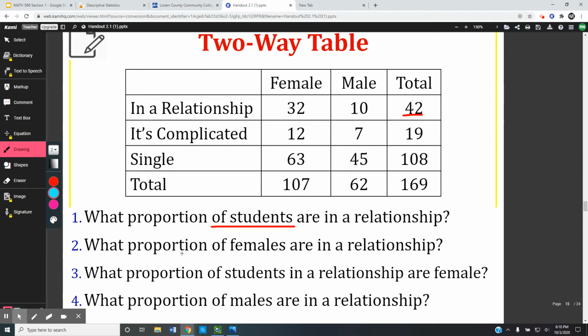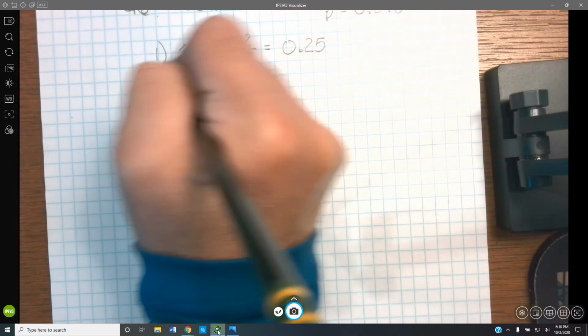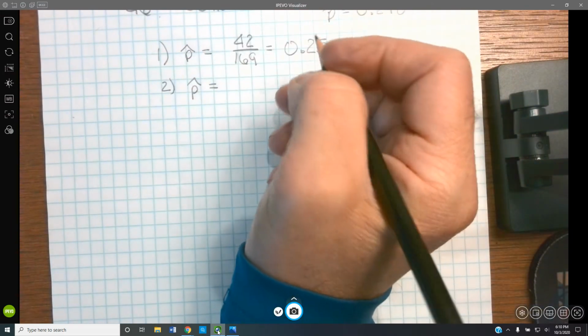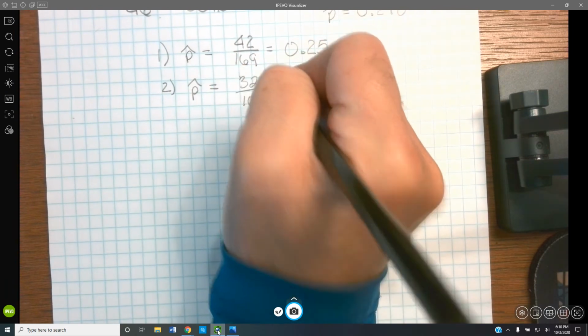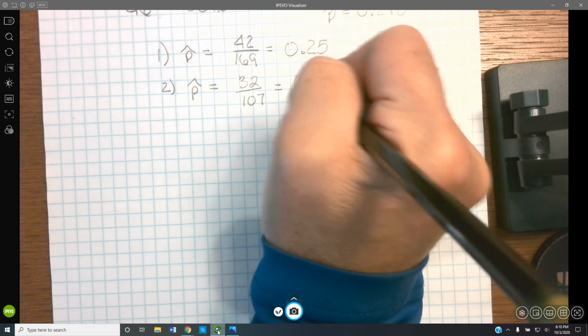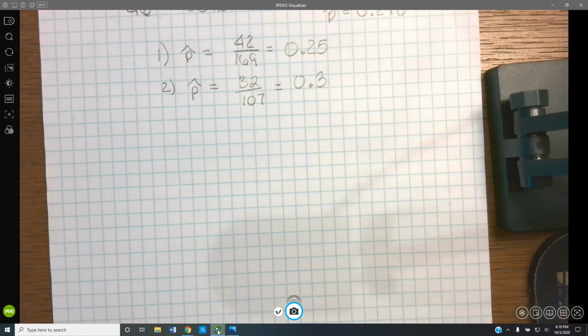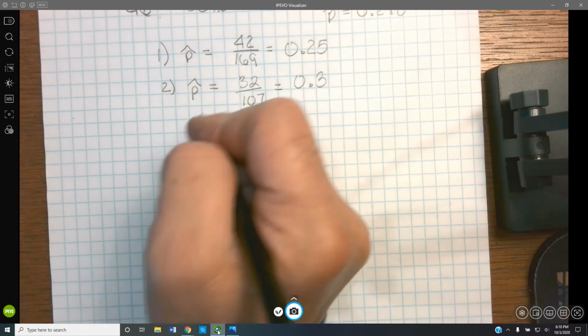What proportion of females? Okay, so now it's not of all, now it's simply of females. Well, of females, the total of those are 107. How many of those are in a relationship? Well, 32. So when I do the calculations for number 2, the p-hat value is going to be 32 out of 107. And again, if I do that division and I do my rounding, 0.3. Let's go find number 3.